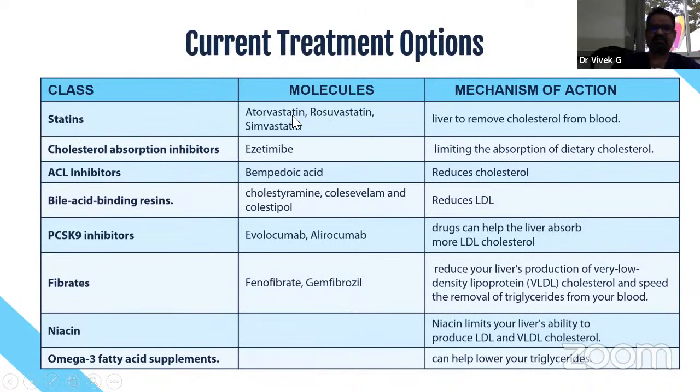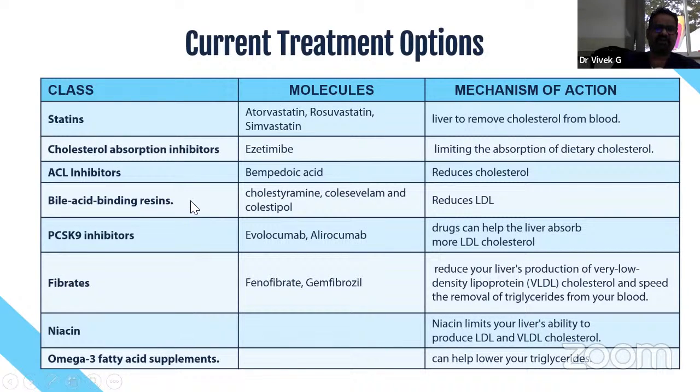So these are the group of drugs which are typically used in lowering the various cholesterol. Statins, we know the commonest molecules used are atorva and rosuva. They tend to remove cholesterol from the blood. Then the cholesterol absorption agents, the ezetimibe, again, they limit the absorption of dietary cholesterol. So what we're talking about now is the ACL inhibitors, the bempedoic acid. This has a different mechanism of decreasing cholesterol. It acts higher up in the cholesterol pathway, in the Krebs cycle. I'll be talking about it a little bit later.